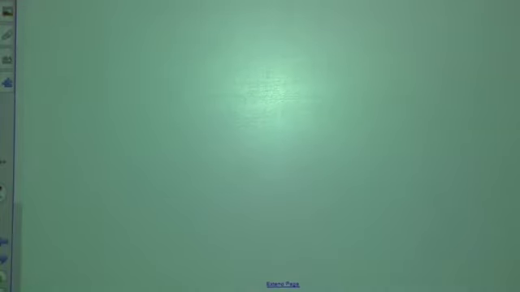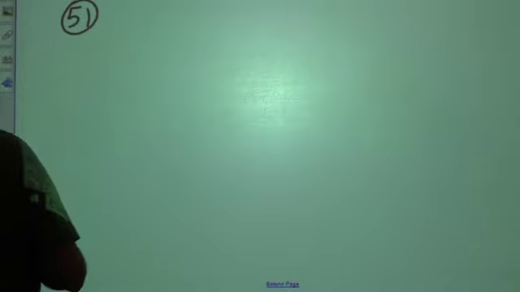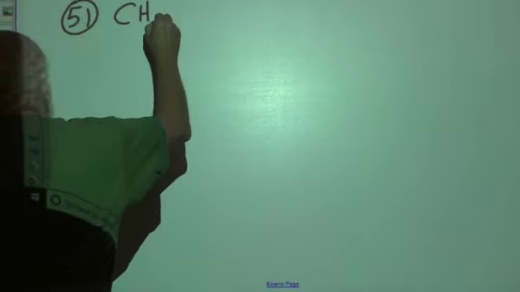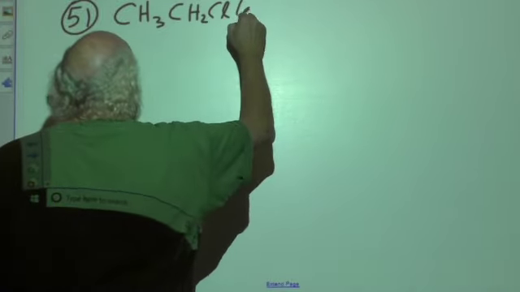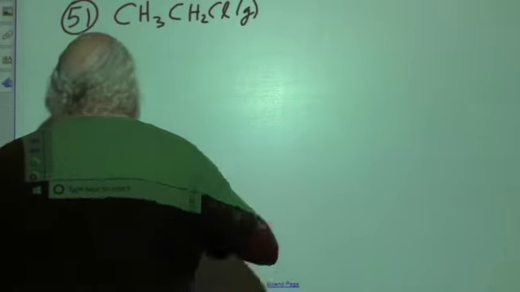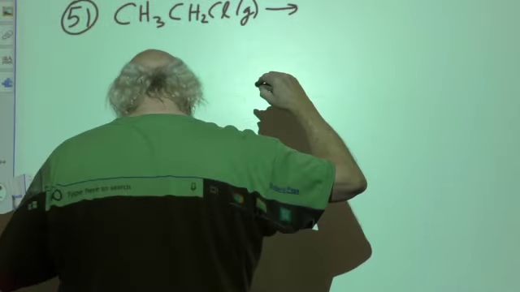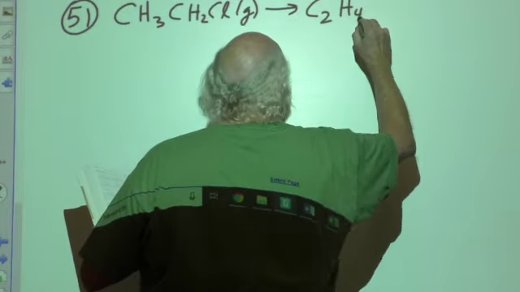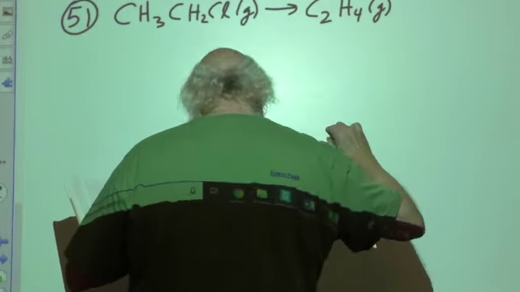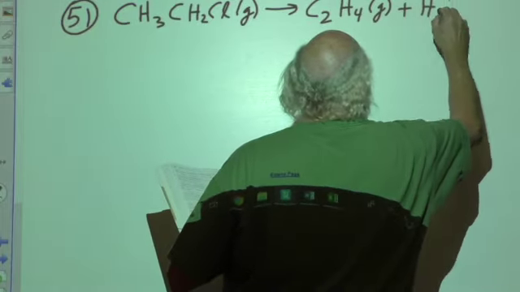Let's do one more. Let's take a look at problem number 51. You got this ethyl chloride thing. So here's the equation they give us. And this decomposes, much like Mozart, C2H4 gas plus HCl gas.